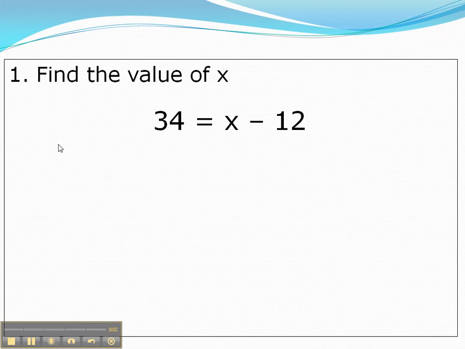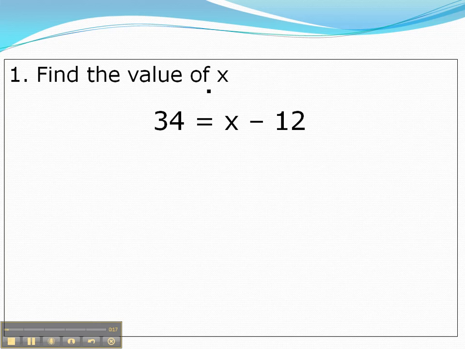This is the review for Tuesday's test. If you're watching the video before you've worked the problem, please pause the video, work the problem on your paper, and then check your answer. This first problem asks us to find the value of x.